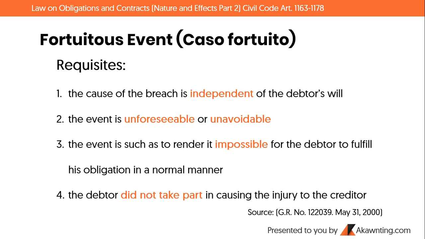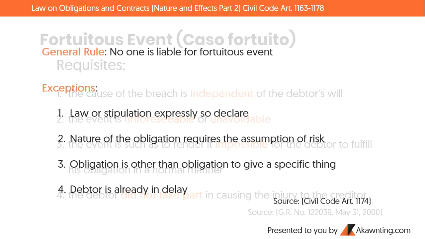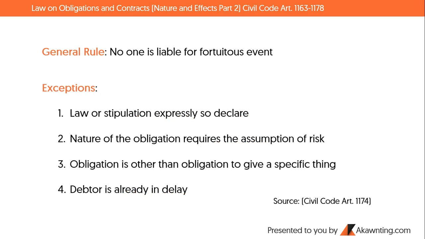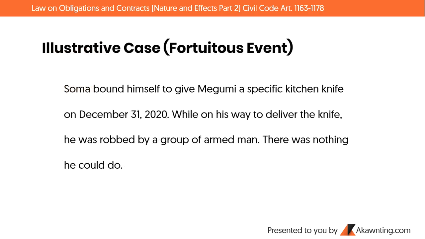So, the debtor did not take part in causing the injury to the creditor. Okay. So, general rule, no one shall be liable for fortuitous event. There are certain exemptions where the law or stipulation expressly so declares. Number 2, the nature of the obligation requires the assumption of risk. Number 3, the obligation is other than an obligation to give a specific thing. And number 4, the debtor is already in delay. So, let's illustrate the following.